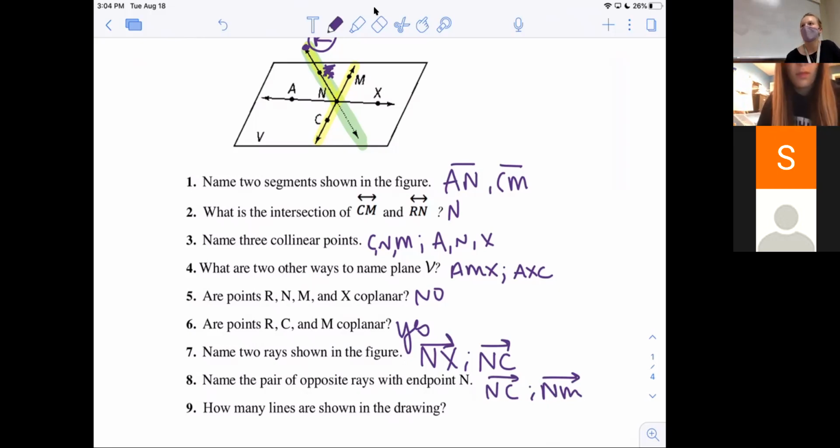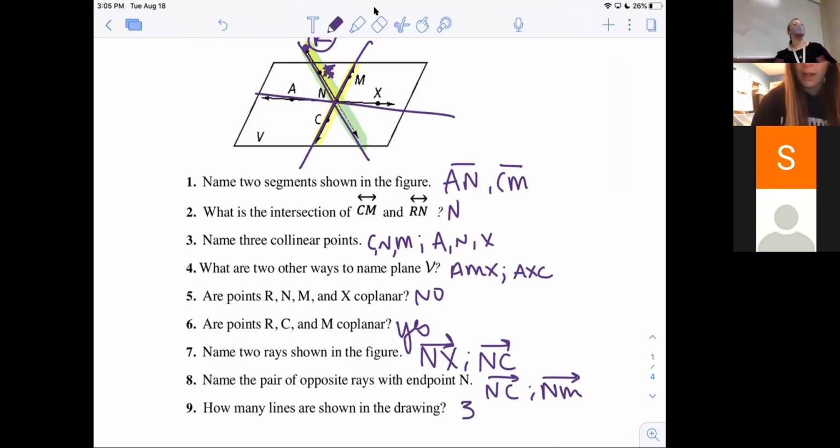NM. And then how many lines do we see in this drawing? A lot? I think we can count them. 1, 2, 3. The thing about lines, since they go on and on in both directions, we can count those up. Segments and rays, there's a lot more than that in here. All right, questions, concerns on that first half?